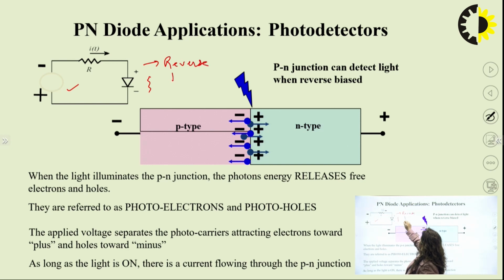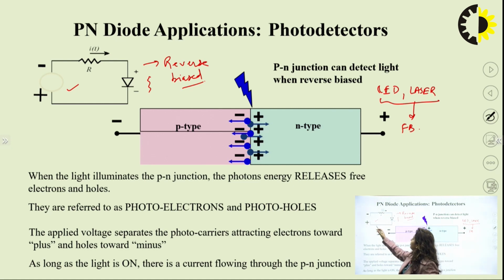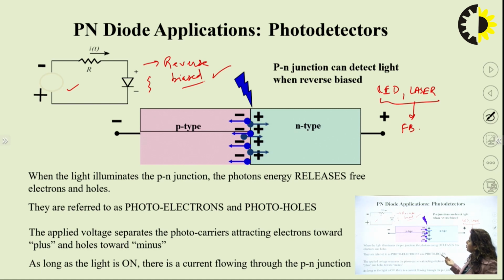As we have discussed, in the case of LEDs or lasers, we usually apply forward biasing, where we apply the positive voltage source to the positive terminal of the diode and the negative voltage source to the negative terminal of the diode. But in the case of reverse bias, the opposite is there. So this reverse bias condition is mainly applied in photodetectors.